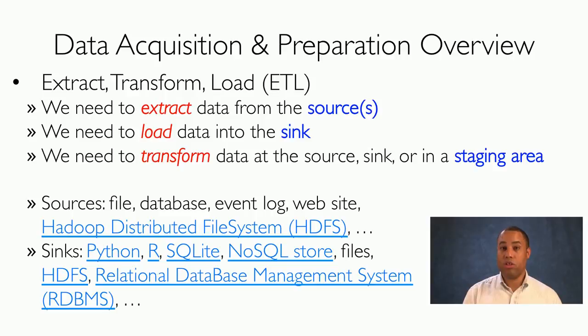The data acquisition preparation process, this ETL process, consists of extracting data from some sources, loading data into a sink, and transforming that data either at the source, sink, or in some staging area. Now, sources include things like files, databases, logs, websites, distributed file systems, and sinks include things like languages, evaluation and analysis environments, data stores, files, distributed file systems, and databases.